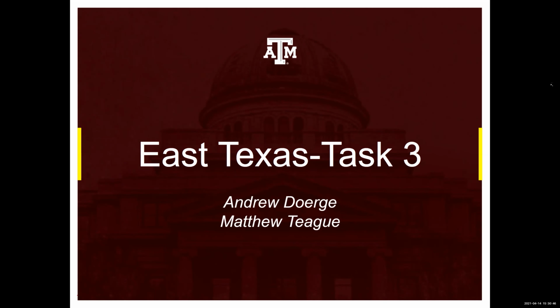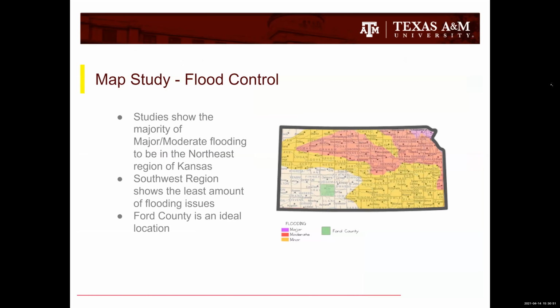And this is task 3. Me and Matthew did this. So for our relocation destination, the first thing we wanted to look at in Kansas was the flood control. And in our study here, you can see the major, moderate, and minor areas of flooding within the state of Kansas. And we chose Ford County, which is in that minor to no flooding area, which was a major priority for our relocation destination.